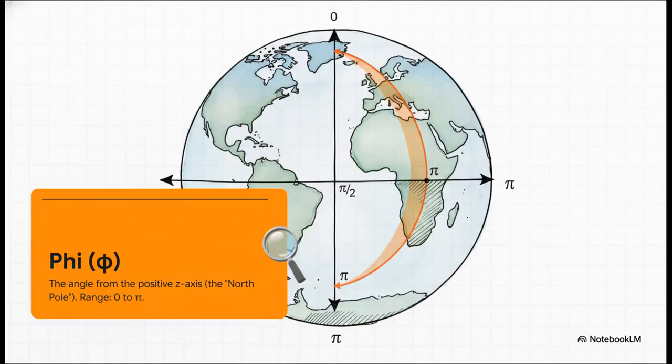And here is our new player, phi. This one is so important. Phi measures the angle down from the positive z-axis. Think of it as the North Pole. So phi is 0 when you're pointing straight up, it's pi over 2 at the equator, and it's pi when you're pointing straight down at the South Pole. That's the entire range, just 0 to pi.